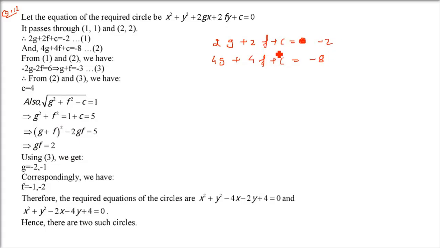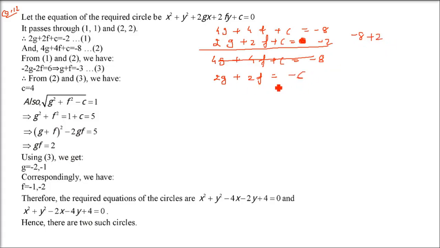So you can just change this sequence because you can eliminate. If you multiply it by 2, you will eliminate g and f. That's what we wanted. So I'm taking the equation 2g plus 2f plus c equals minus 2 and multiplying it by 2, you will eliminate g and f. Or you can just subtract, because you need to eliminate c also. So you will get c directly.